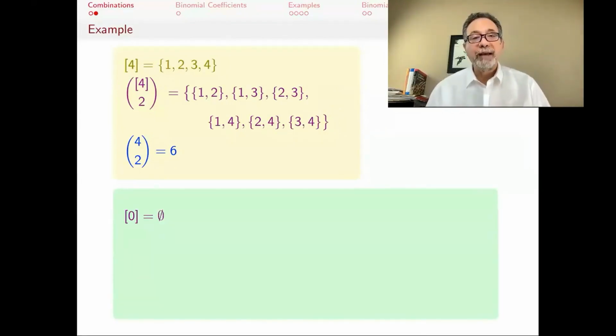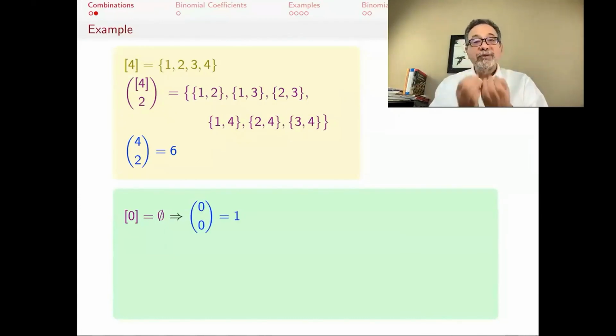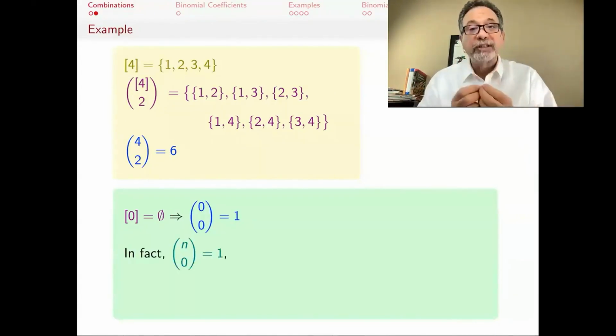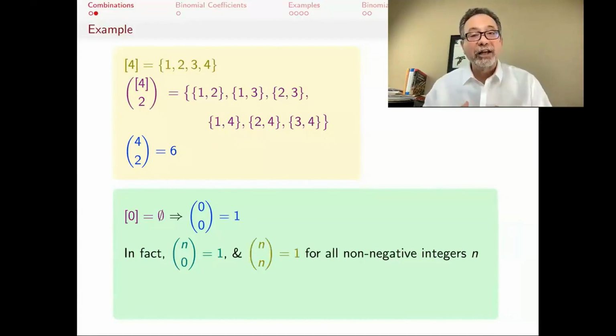Let's do a few more examples. Bracket 0 is the empty set. So what is 0 choose 0? Well, it's 1, because the set with 0 elements, which is the empty set, has only one subset of size 0. Every set of size n has only one subset of size 0, and that's the empty set. So n choose 0 is 1, as long as n is a non-negative integer.